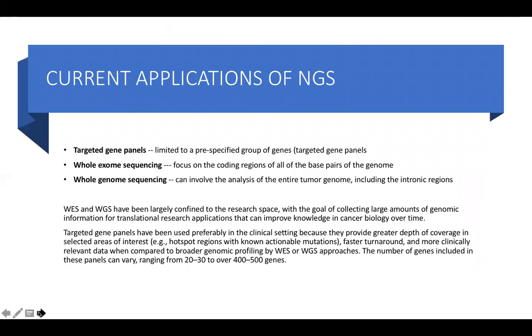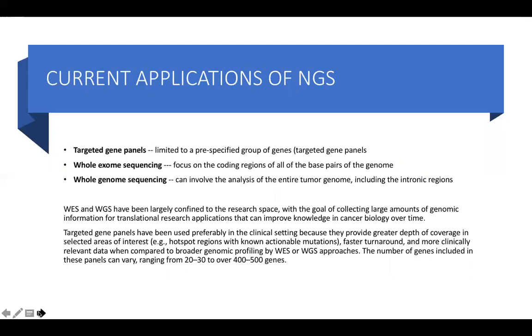Current applications of NGS includes targeted gene panels. So they range from 20 to 30 genes, and they have a clinical implication. They are limited to a pre-specified group of genes. These are called targeted gene panels. They use hotspot regions with known actionable mutations. They have a faster turnaround time and they are more clinically relevant.